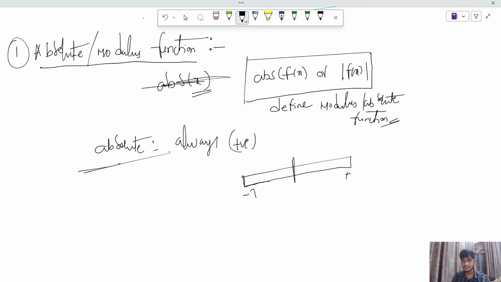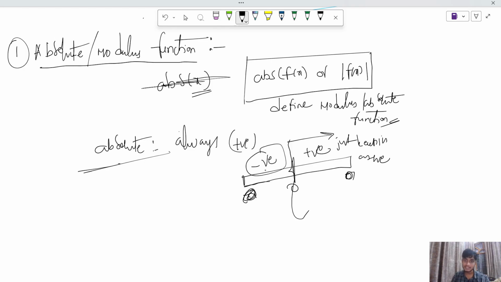Let's say there's some pH counter where you have negative and positive values, and absolute is simple. If it is positive, just keep it as positive. If it is negative, convert it into positive. That's what the absolute function does.